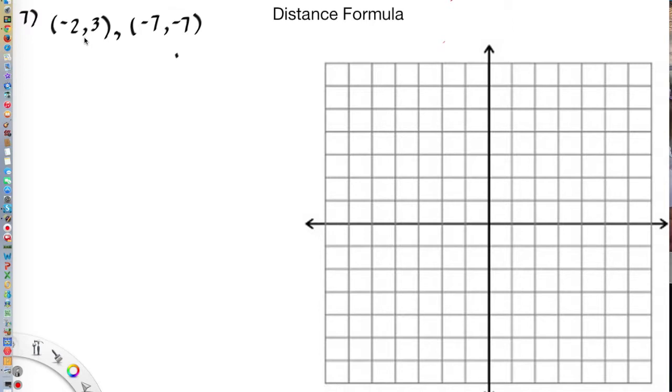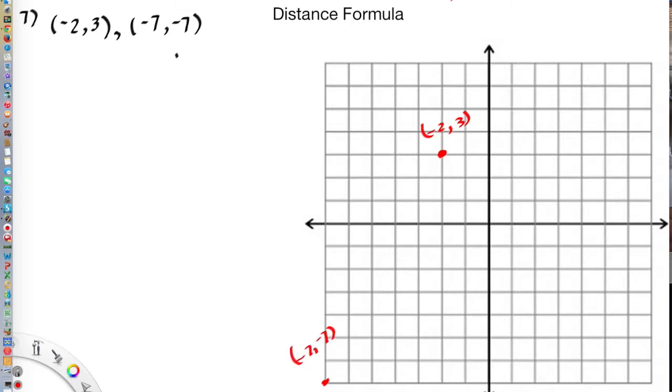The first step is just to plot these points. The first point they gave us is -2, 3. So I go 2 to the left and then 3 up, which would be right there. Okay, that's -2, 3. And then my next point is -7, -7. So I go 1, 2, 3, 4, 5, 6, 7, all the way out here, and then 7 down. 1, 2, 3, 4, 5, 6, 7, all the way down here. And that is -7, -7.